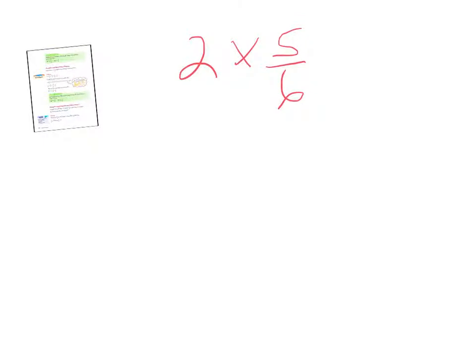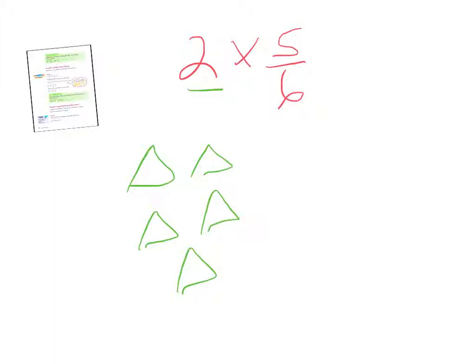There's a few ways you could have done this. If you recall, when we were using the pattern blocks, the green triangles represented a sixth. So 2 times 5 sixths might have looked something like this for you. Let me just get my green pen here. 2 times 5 sixths. Well, here's 1 sixth, 2 sixths, 3 sixths, 4 sixths, 5 sixths. But I need to do 2 of those. So I'll do another 1 sixth, 2 sixths, 3 sixths, 4 sixths, 5 sixths. Now I have 2 times 5 sixths.